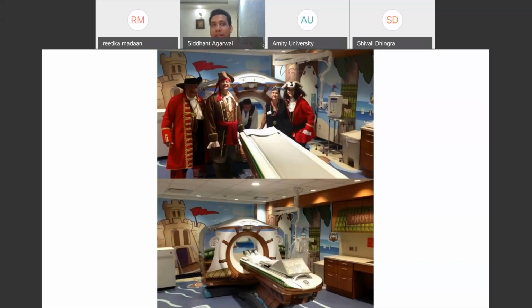So this was one example that I had taken to explain empathizing with the user, then defining a problem statement, then ideating on it, and then coming up with a prototype. And the last and the most important is test and validate.